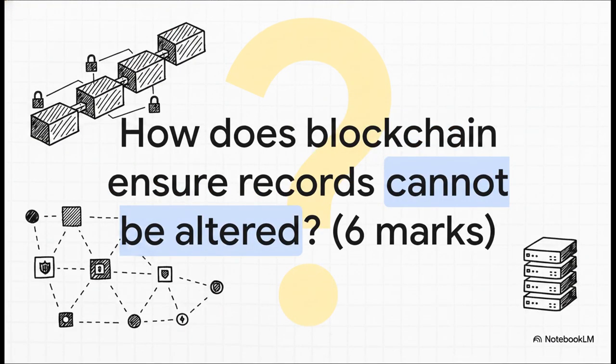And here's a big one. This is for 6 marks. Think back to that diagram we looked at. How do the features of blockchain, the cryptographic links, the distributed network, how do they make sure that once a record is made, it can't be changed?